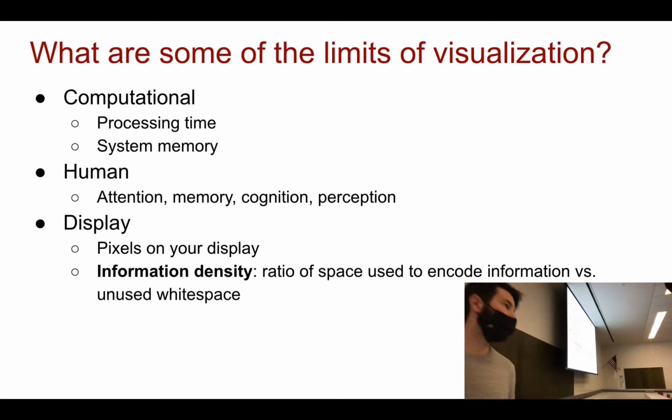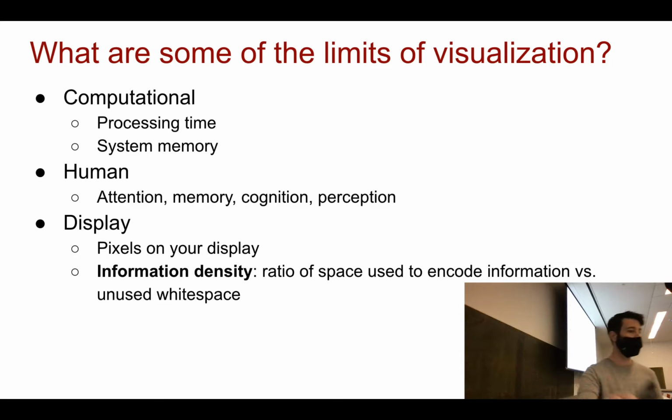But something like a cell phone, I have much fewer pixels, the space is a lot smaller, it's a lot more constrained. The amount of information I can show on a visualization on my phone is much more limited compared to a laptop or a desktop computer. So one aspect of this is what we call information density. How much space actually encodes information compared to unused space? We'll talk about that some during the semester too.